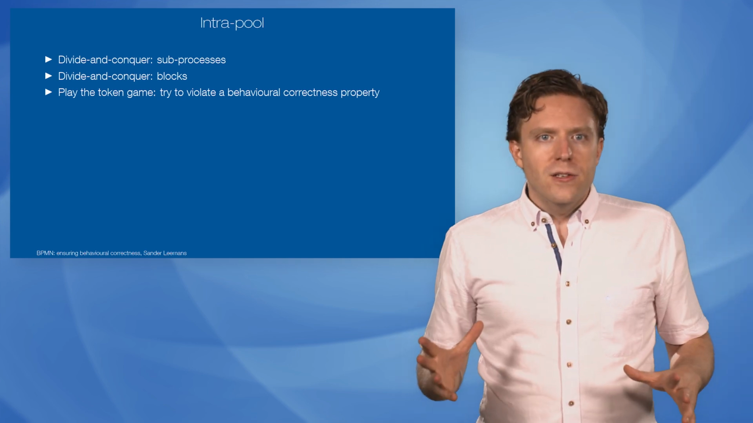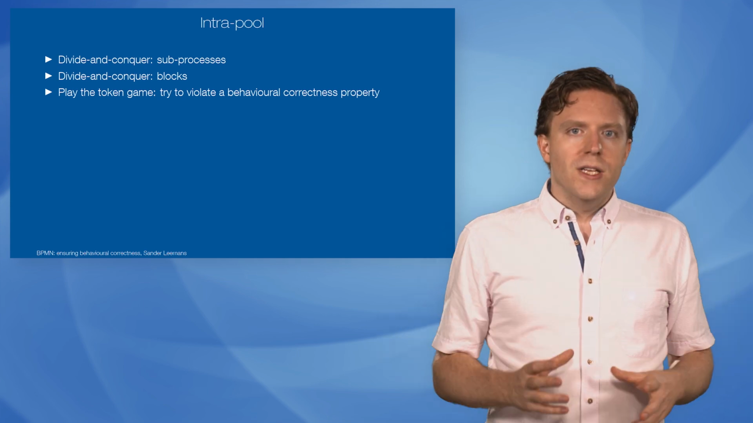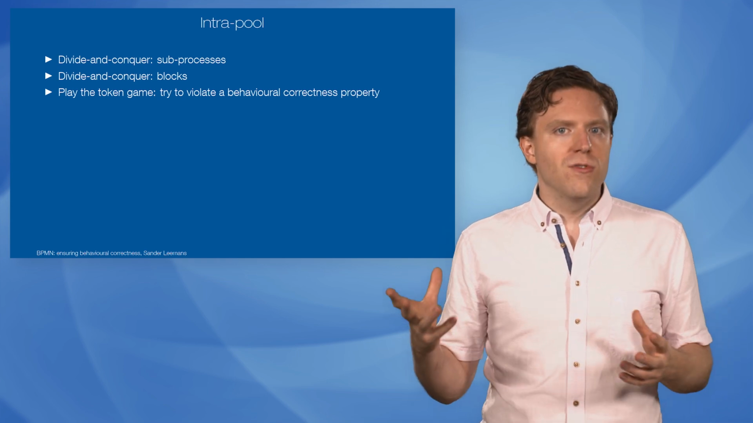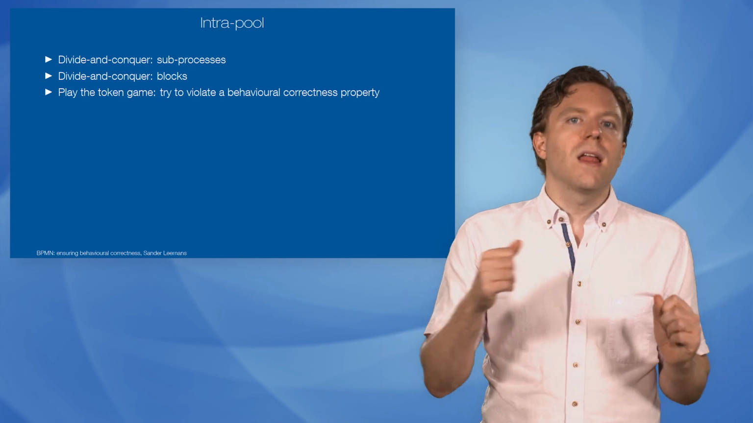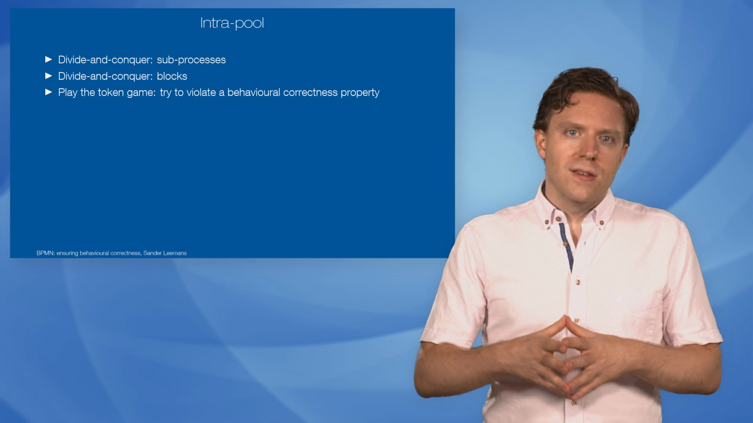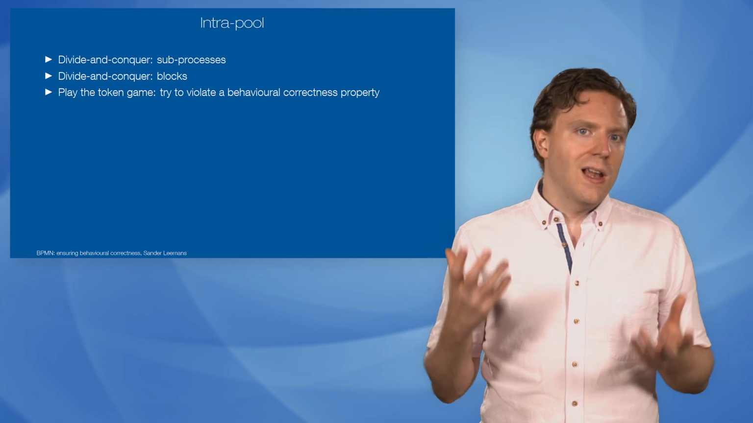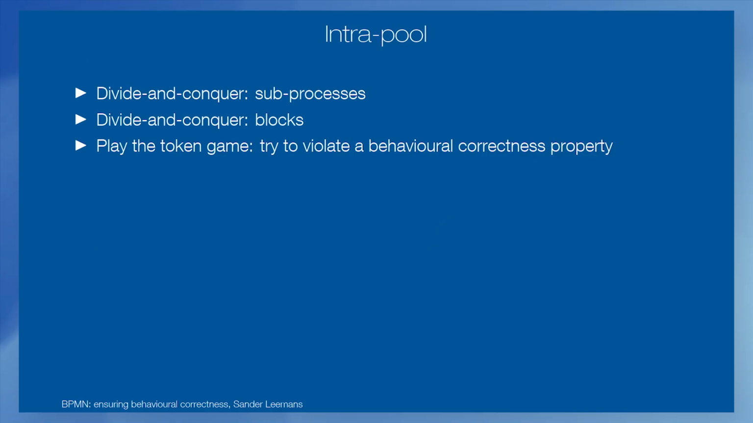And if that fails, then you have to play the token game. So try to violate the behavioral correctness property. Just take one behavioral correctness property and try to violate it by playing the token game. If you can get to a deadlock, then you know that you have violated a behavioral correctness property. If you have a livelock, you know that you have violated a behavioral correctness property. So by playing the token game, you can establish for any model whether it is behaviorally correct or not.